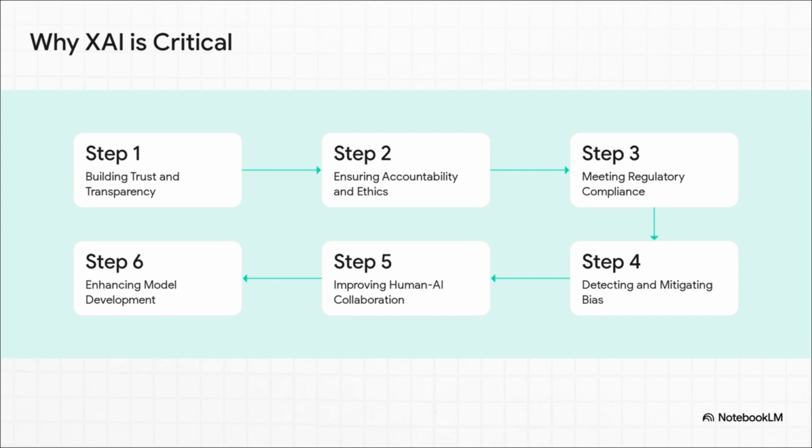Number 1, building trust. I mean, would you trust a doctor who couldn't explain their diagnosis? Same idea. 2, accountability. If an AI makes a mistake, who's on the hook? 3, regulations. We'll get to that in a second. 4, and this one is massive, finding and fixing bias. An AI can easily learn and even amplify human biases, and if we can't see its logic, we can't stop it. 5, it just makes for better teamwork between humans and AI. And finally, 6, it actually helps developers build better, more robust models in the first place. You put all that together, and you can see this isn't just a list, it's the blueprint for responsible AI.